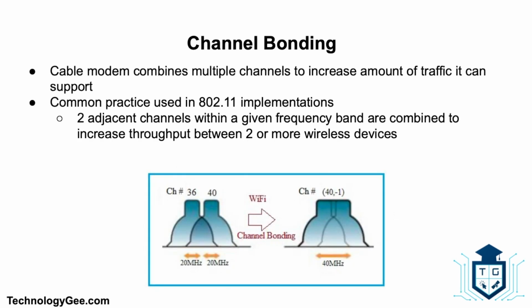Let's talk about channel bonding, which is also known as Ethernet bonding or NIC bonding, network interface card bonding. This is when a cable modem combines multiple channels to increase the amount of traffic that it can comfortably support. Channel bonding is a practice commonly used in 802.11 implementations in which 2 adjacent channels within a given frequency band are combined to increase throughput between 2 or more wireless devices.